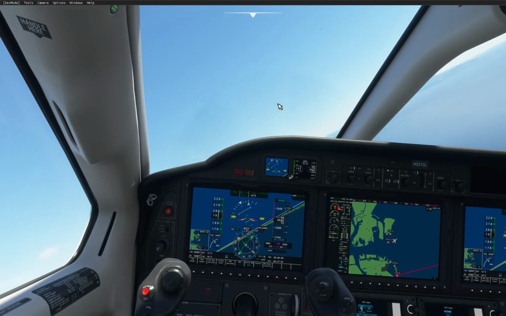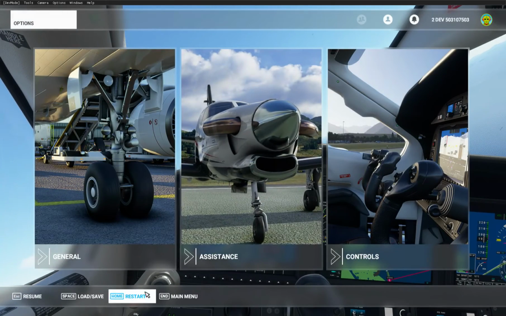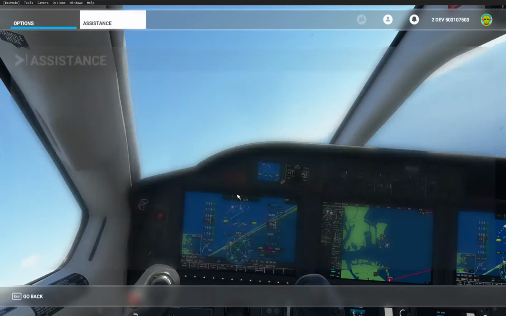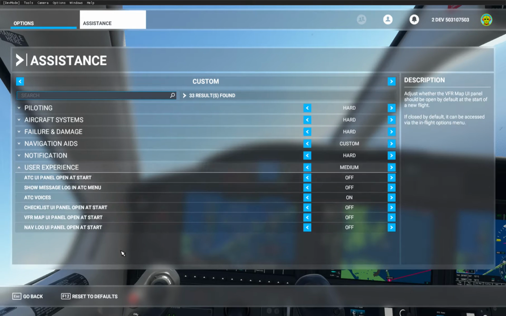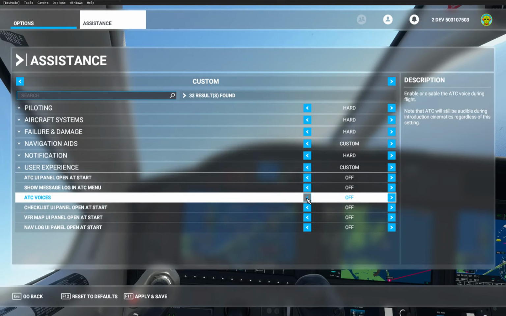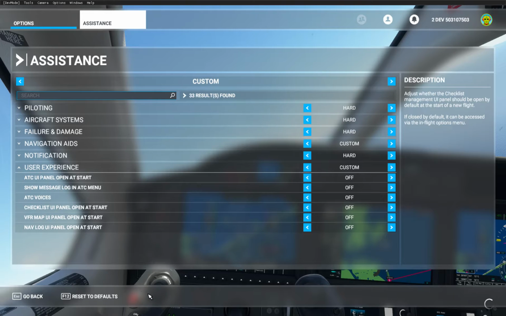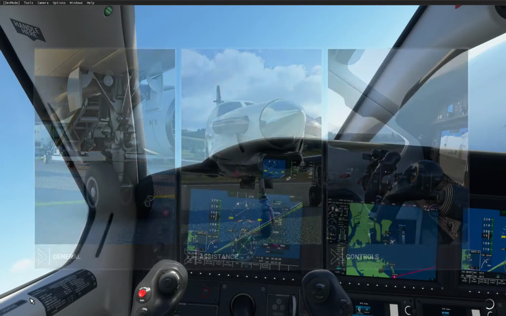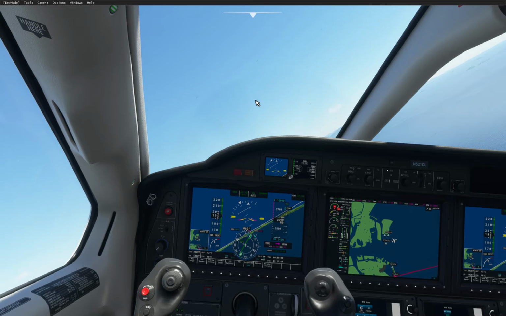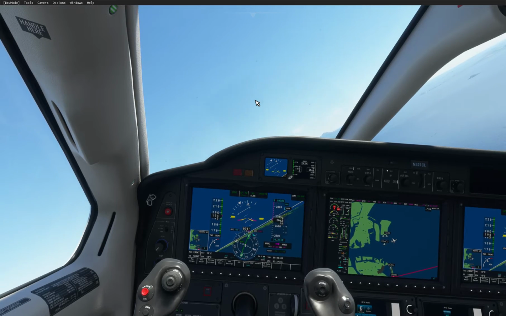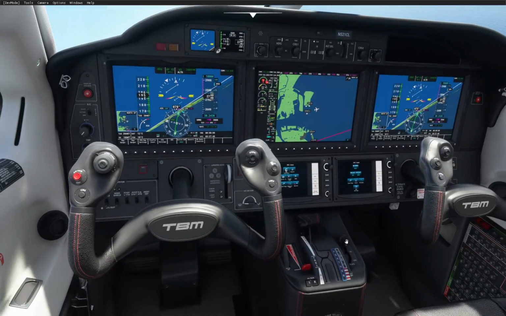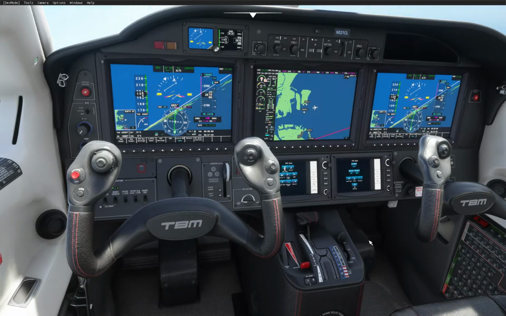So I'm going to turn off ATC for this. We'll say they gave us a heading to fly, and then we'll pick up the approach.